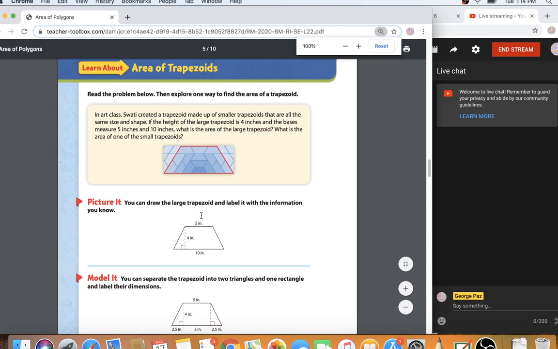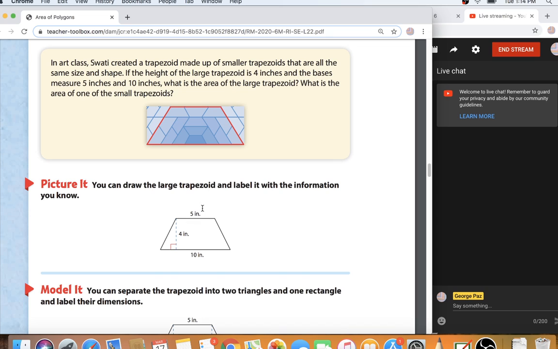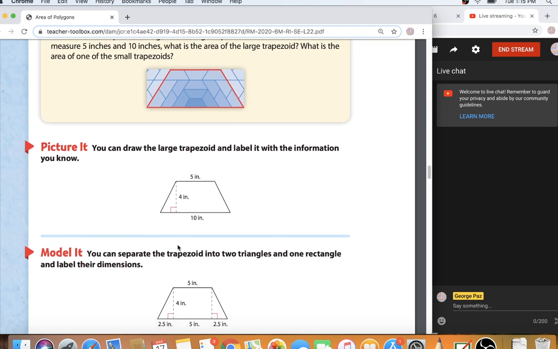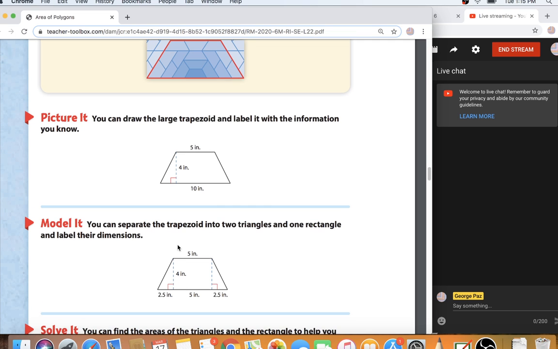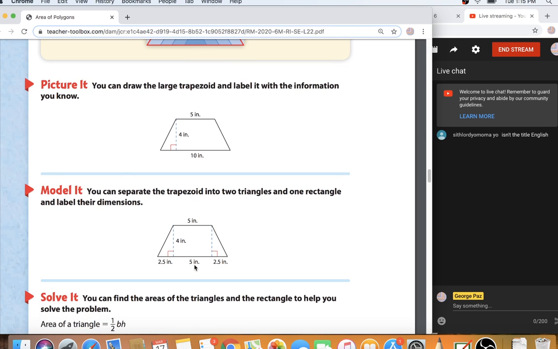Let me zoom in there. They tell us that the base is 10. The top part of our trapezoid is 5, which is the other base, and our height is 4 inches. Remember that this right here is not our height. That is just the side of the trapezoid. Our height is actually 4 inches. Then they explain that you can separate this trapezoid into two triangles and one rectangle, and they give you the dimensions for that as well.